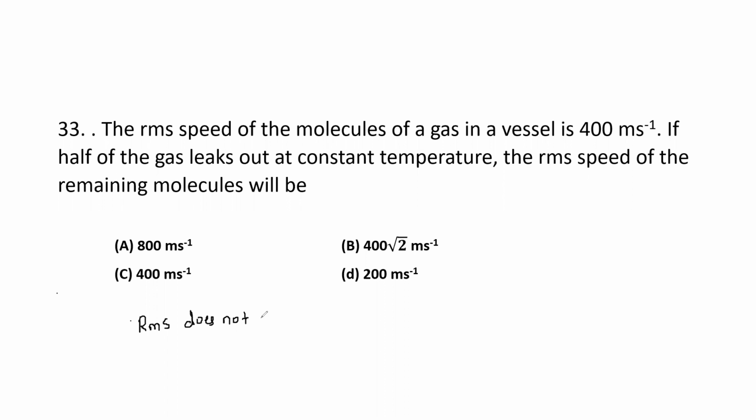The question is, the RMS speed of the molecules of a gas in a vessel is 400. If the gas leaks out, meaning the gas is coming out of the container, what happens to the RMS speed of the remaining molecules? As we know, the RMS speed does not depend on the quantity of the gas. If you see the equation for RMS, it does not depend on the quantity. At constant temperature, whatever the condition, it remains the same. So it is option C, that is 400 meter per second.